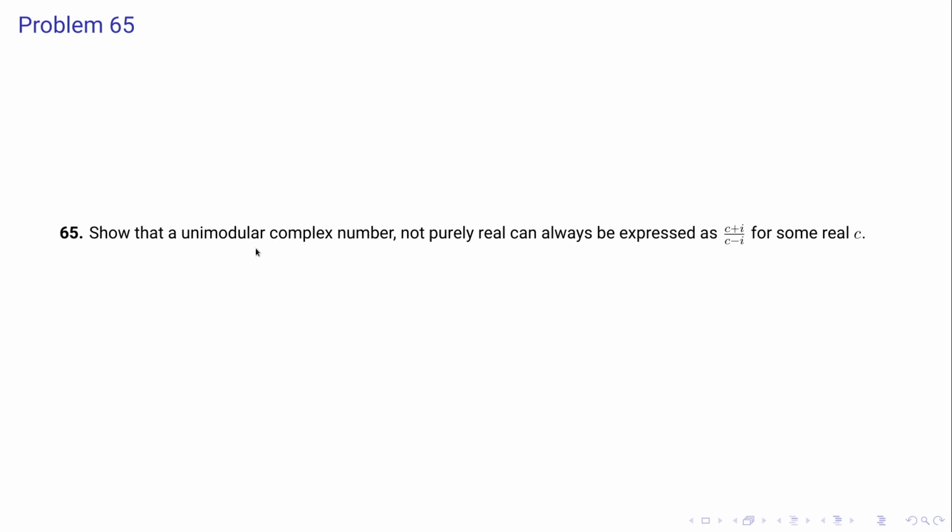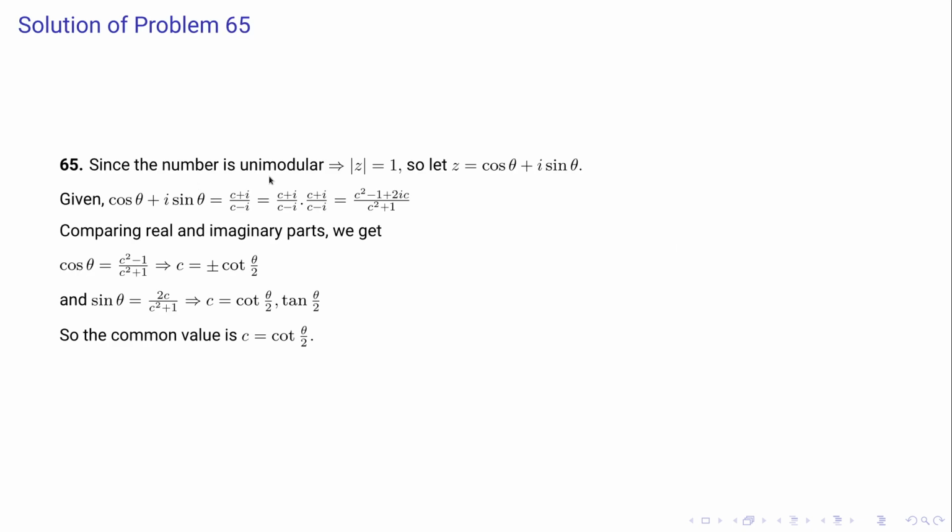So that a unimodular complex number not purely real can always be expressed as (c + i)/(c − i) for some real c. So since the number is unimodular, we take mod of z is equal to 1. So z is equal to cos theta + i sin theta. Now we have to prove that cos theta + i sin theta is equal to (c + i)/(c − i). So we rationalize the right hand side by multiplying and dividing with the complex conjugate. So this should be c + i, not c − i. It's a typo.